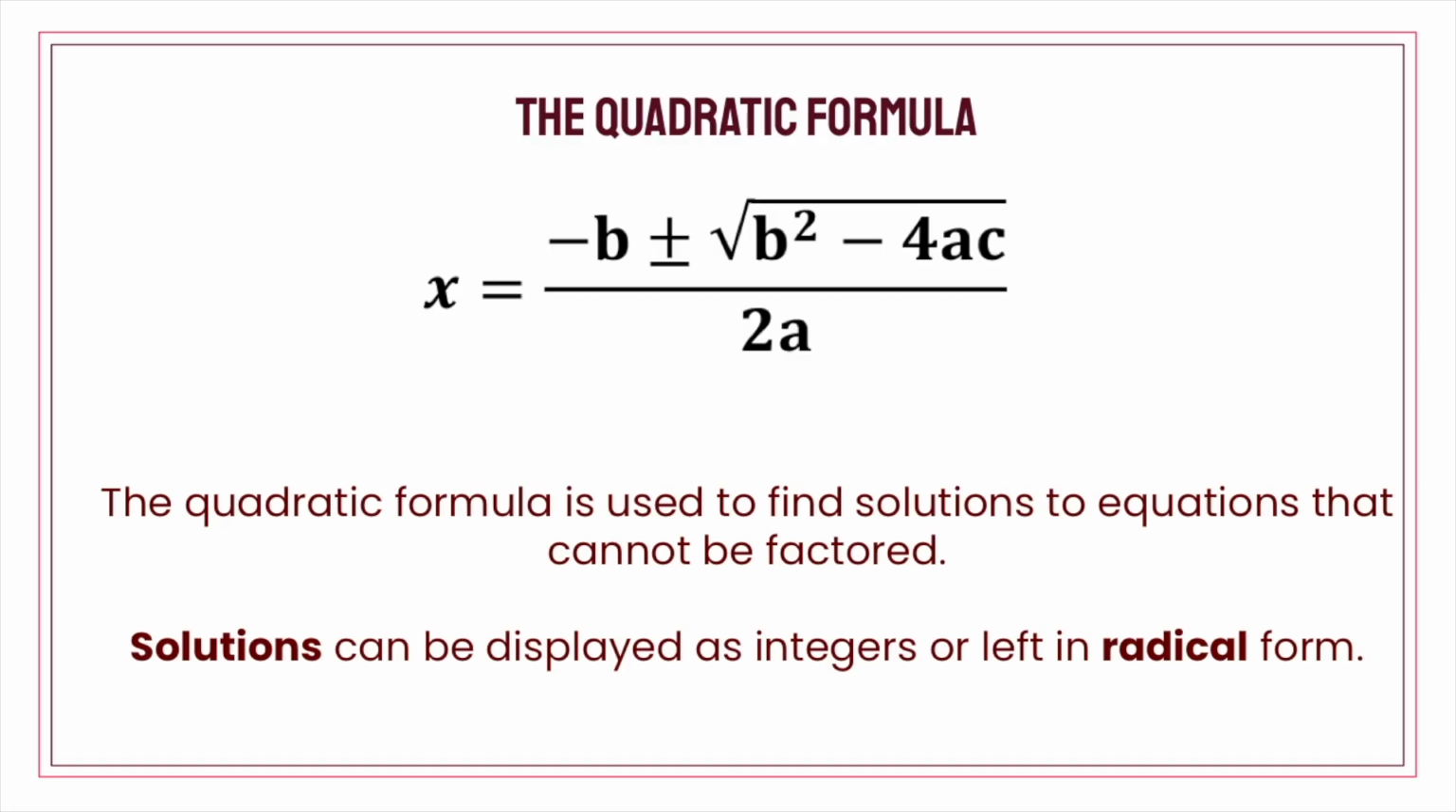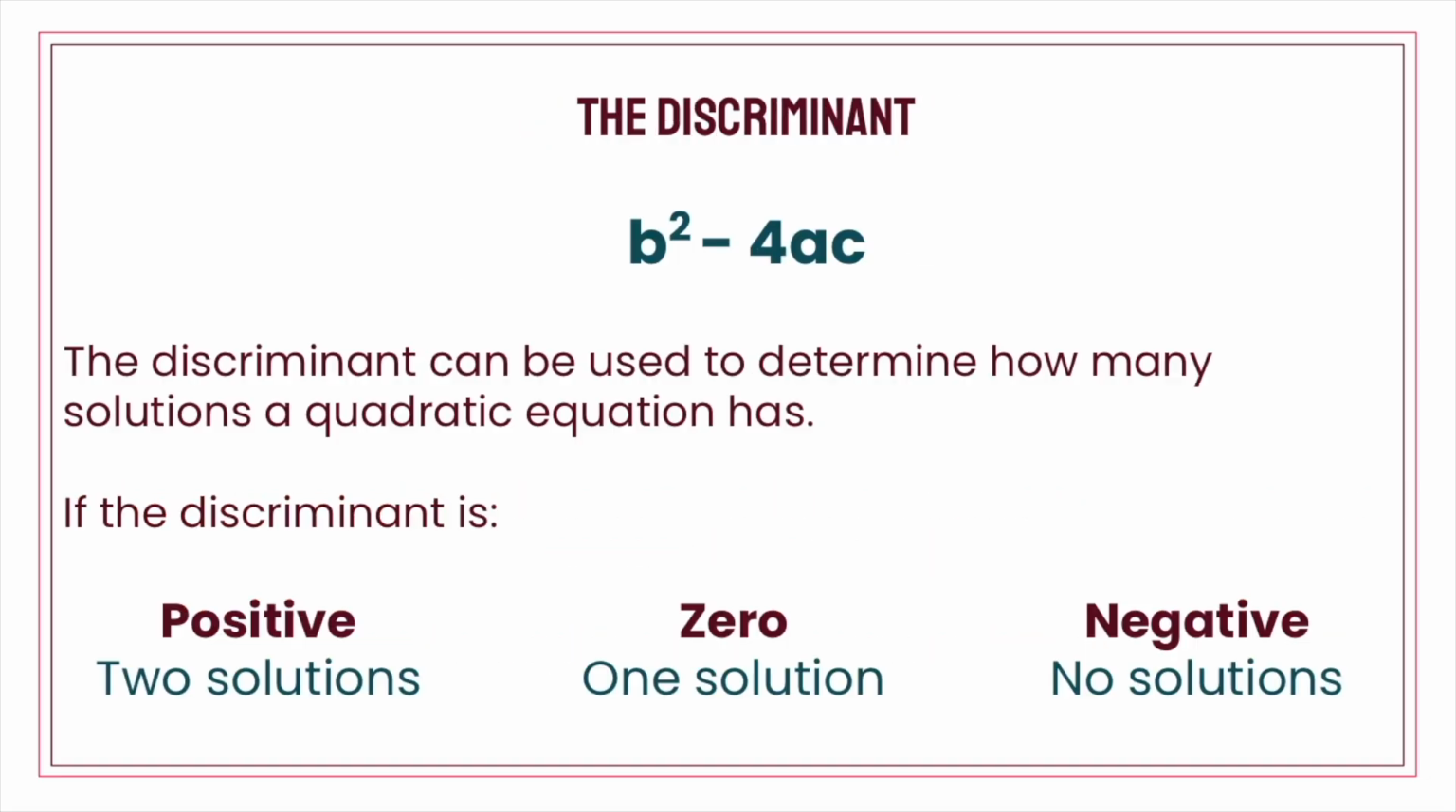Now let's talk about part of the formula known as the discriminant. The discriminant is part of the quadratic formula where we have b squared minus 4ac, and the discriminant can be used to determine how many solutions are in a quadratic equation. So for example, if the discriminant is positive, that tells us that there are 2 solutions. If it's 0, it tells us there's 1 solution, and if it's negative, that means there are no solutions.